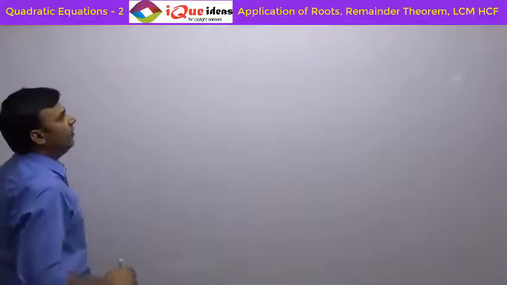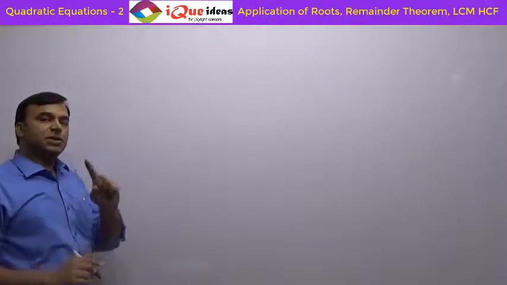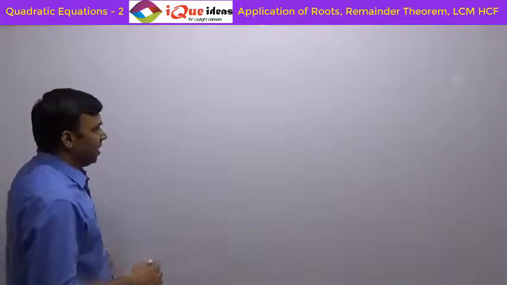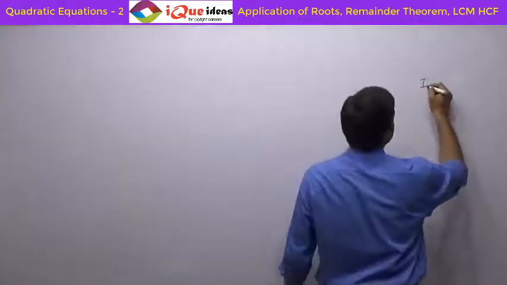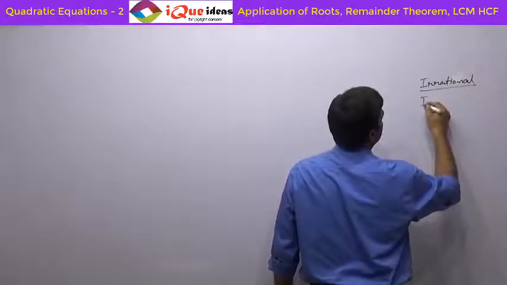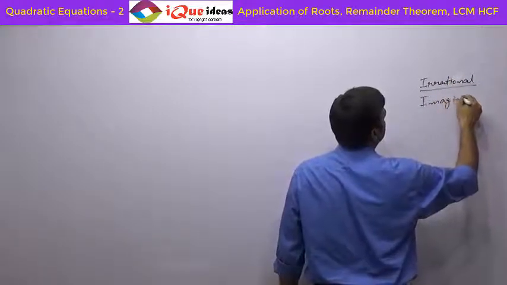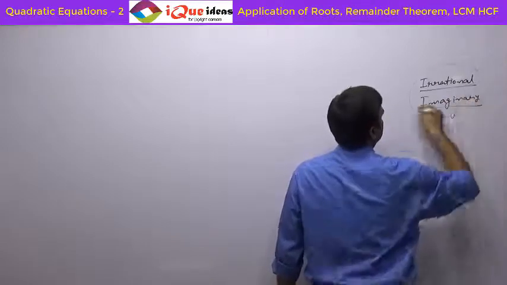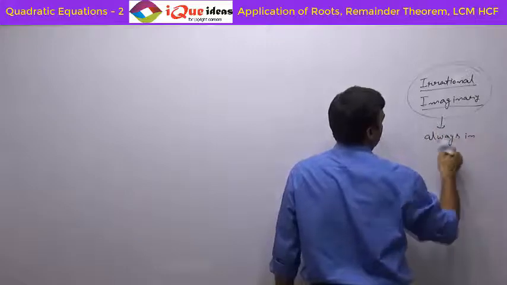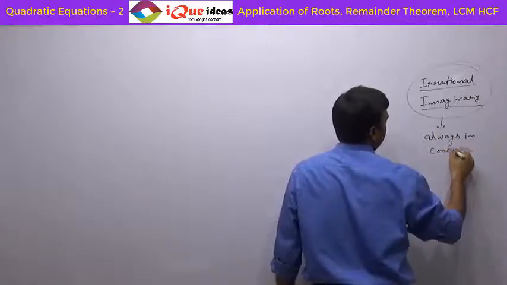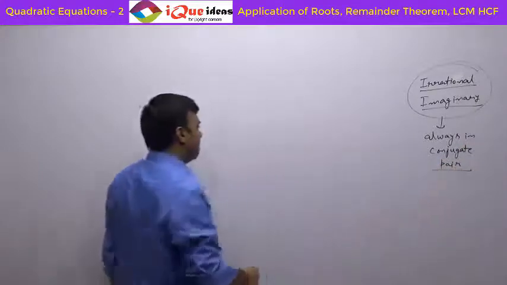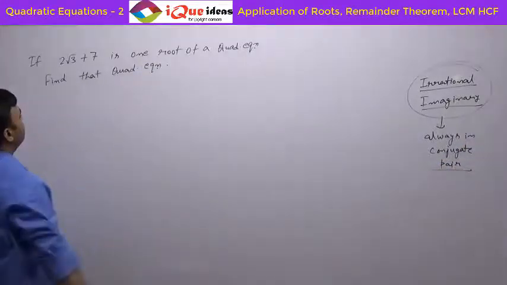All right. Now we will also try to deal with the situations of irrational roots and imaginary roots. If you remember, both irrational roots and imaginary roots were always in pairs, in conjugate pairs. How do we use this information in questions? Let's see. I'll give you a question like this. Now, let's take up this question.